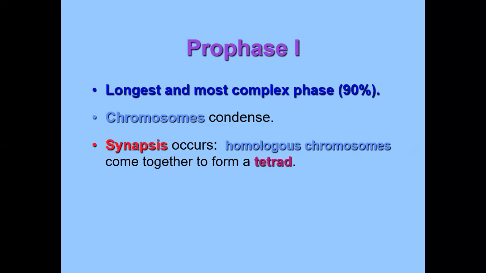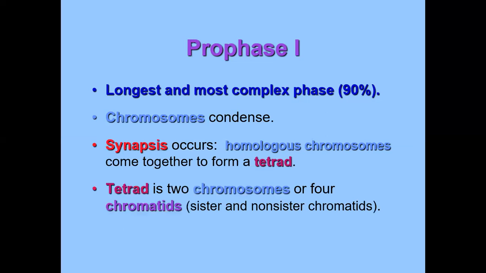Always keep in mind, meiosis always takes place in homologous chromosomes. Meiosis never takes place in a single chromosome. Homologous chromosomes are actually the chromosomes which are the same in size and shape. So a tetrad is 2 chromosomes and 4 chromatids.